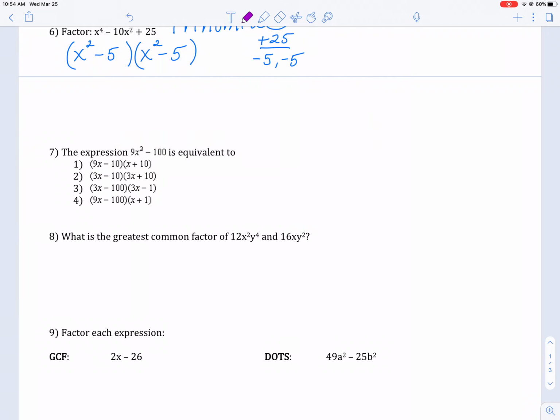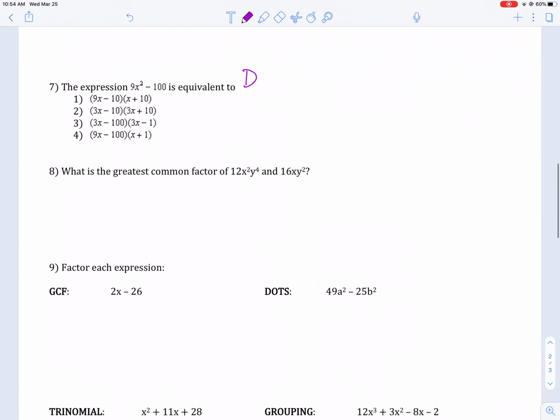Okay, let's talk about 9x squared minus 100. Anything you notice about a 9 and 100, red flag should be flying. X squared, and there's a minus in the middle. This has to be the difference of 2 squares. Open up your 2 sets of parentheses.